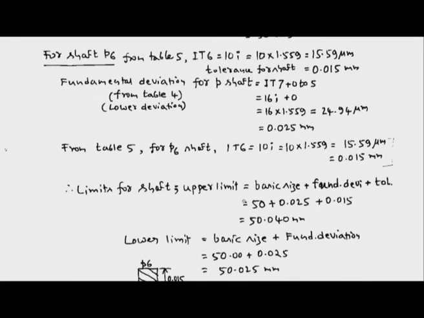So upper limit we can find by adding the basic size, the fundamental deviation and the tolerance value. That is, basic size is 50 millimeter and the fundamental deviation is 0.025 millimeter plus tolerance value is 0.015 millimeter. So when we add these numbers we get 50.040 millimeter as upper limit for the shaft.